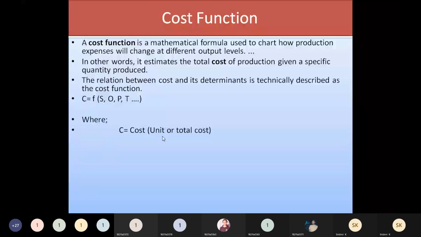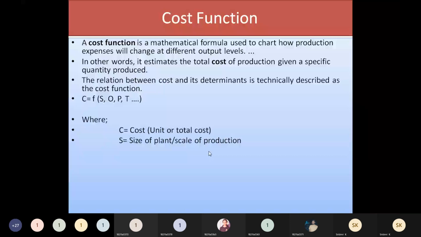If you take per unit values of size of plant and the different determinants, that will give you cost per unit. If you take total expenditure on all these factors, that will give you total cost of production. So S stands for size of plant or scale of production. How big your plant is will be based on the quantity of production, how large a quantity you are producing. Based on that, your size of plant will depend.